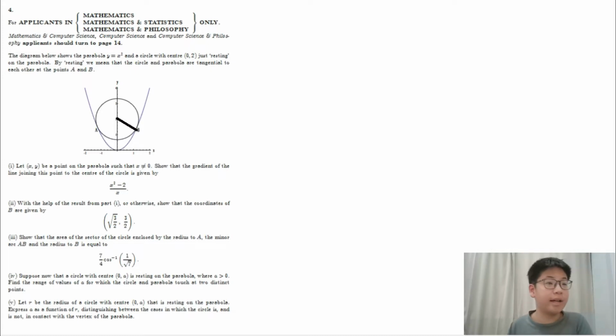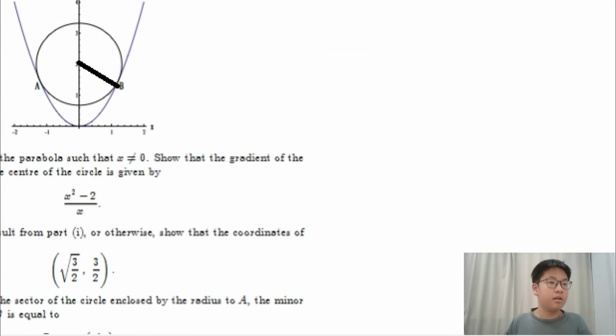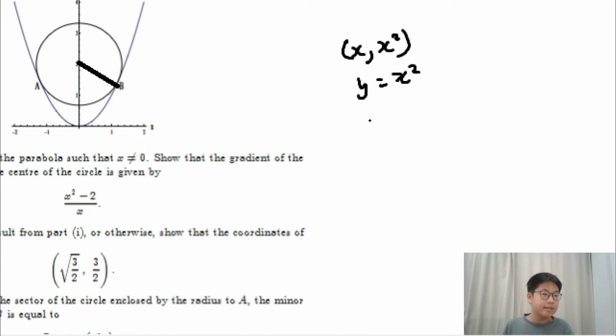Show that the line... so (x, y) is a point on this parabola, and so this point is (x, x squared), since y equals x squared. Now the gradient m equals rise over run, which equals (x squared minus 2) over x.